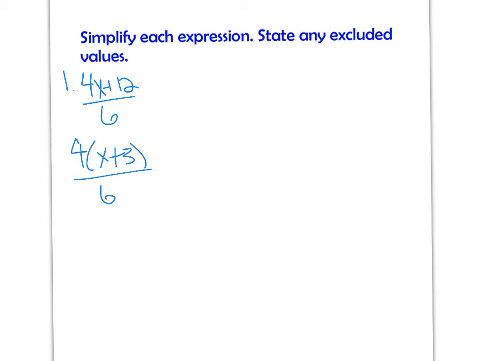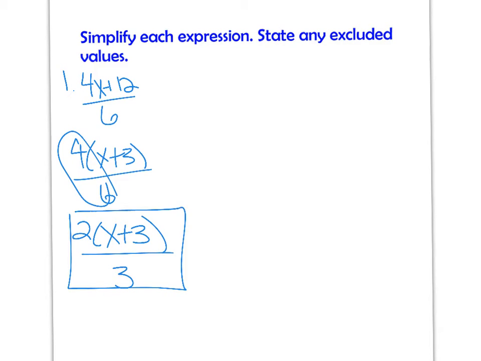Now, if I look at what I have, we're supposed to state any excluded values. So my denominator can't ever equal 0. Well, if my denominator is 6, 6 is never going to be 0. So I don't have any excluded values. So what we're looking for next is we're going to divide out any common factors. So the only thing that has any common factors is the 4 and the 6. And hopefully we know they have a 2 in common. So you can divide out a 2 from both of those. So we're going to have 2 times the quantity x plus 3 over 3. That would be your answer.